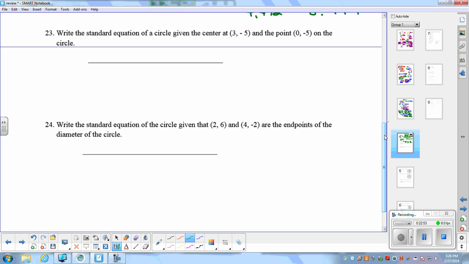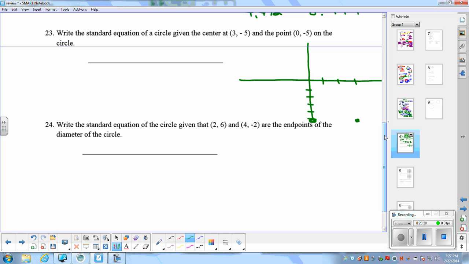All right, so we're going to write the standard equation of a circle given the center is 3, negative 5, and a point 0, negative 5 is on the circle. I'm going to graph this. I'm going to make up a grid. 1, 2, 3, 1, 2, 3, 4, 5. So I have the point 3, negative 5, and 0, negative 5.